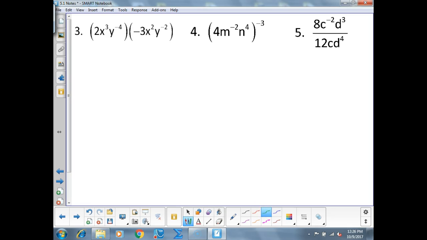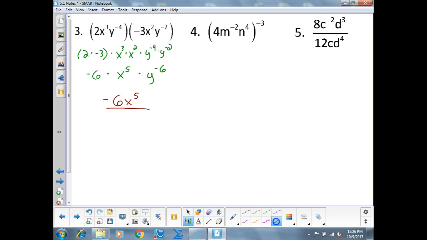So, on this one, it's like 2 times negative 3. And then x cubed times x squared, and then y to the negative 4th times y to the negative 2. So that's going to be negative 6 times x to the 5th times y to the negative 6th. So in the end, we can go negative 6x to the 5th over y to the 6th.